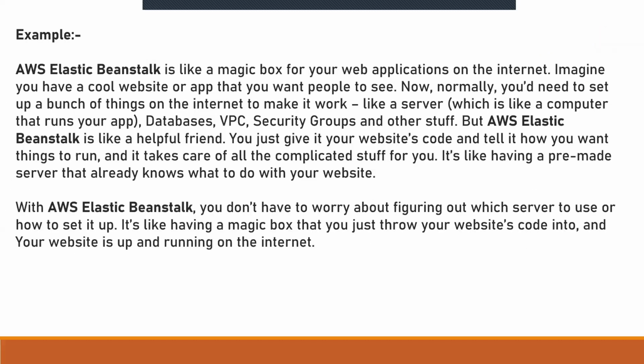So we'll start with an example. AWS Elastic Beanstalk is like a magic box for your web applications on the internet. Imagine you have a cool website or app that you want to launch. Now, normally you would need to set up a bunch of things on the internet to make it work, like a server, which is like a computer that runs your app, databases, VPC, security groups, and other stuff. But AWS Elastic Beanstalk is like a helpful friend. You just give it your website's code and tell it how you want things to run, and it takes care of all the complicated stuff for you.